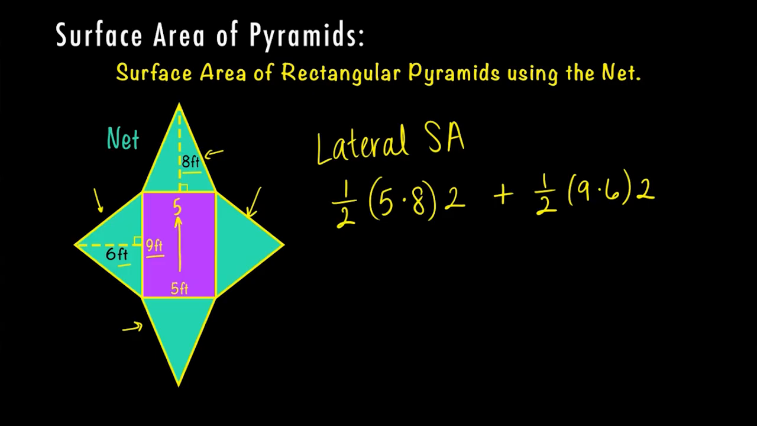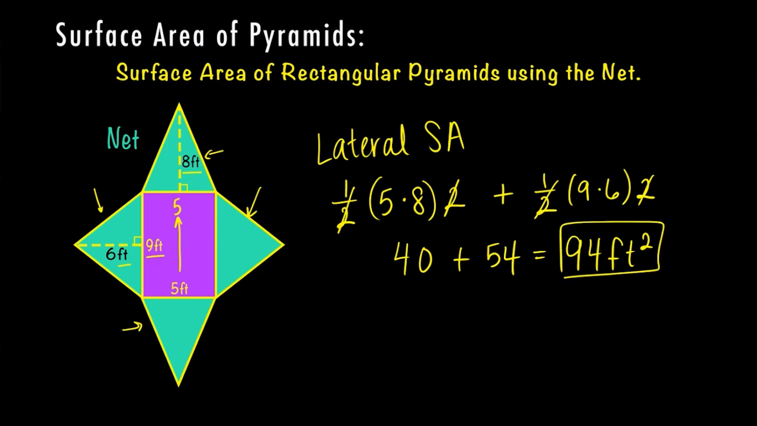So let's go ahead and simplify these a little bit. Again, I can go ahead and cancel out the half and the times 2 because those are opposites. So I have 5 times 8 is 40. Plus, again, cancel out your half and your times 2. 9 times 6 is 54. And then my last step here is going to be to add these together. So that's going to equal 94 feet squared. So there's my lateral surface area.